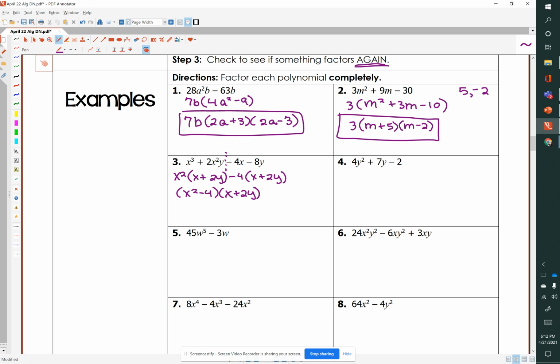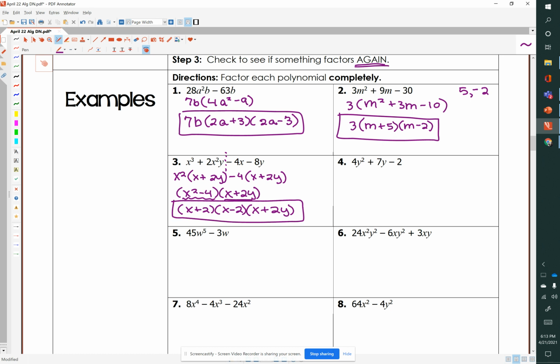And in looking at this, I see that x squared minus 4 is a difference of squares. So we're going to factor that. That will be our x plus 2, x minus 2, and then we have that x plus 2y. And that is a final answer for that problem. Oops, I don't know what happened. Let me write it again. Okay, x plus 2, x minus 2, x plus 2y.